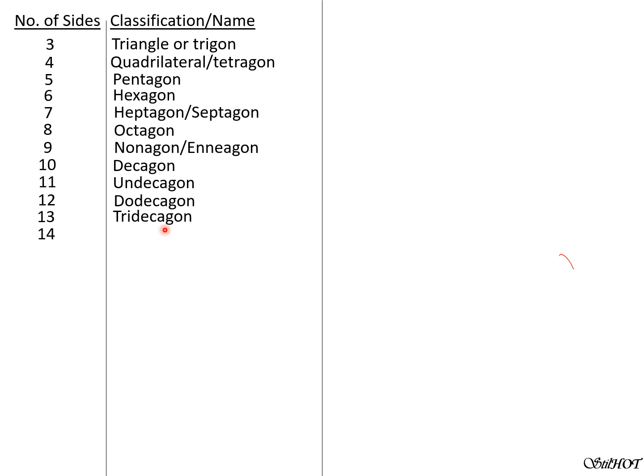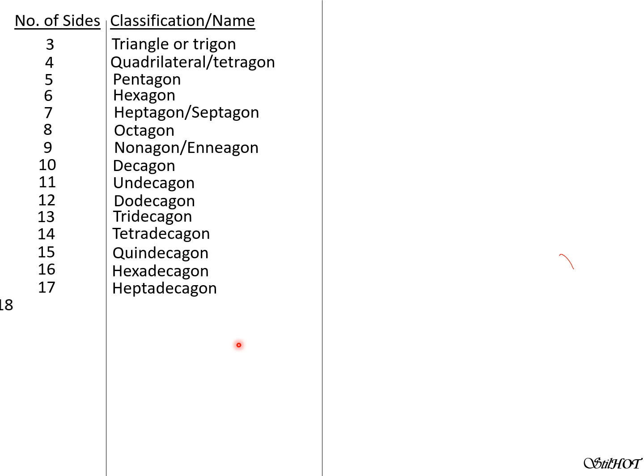14, it's called tetradecagon. 15, it's quindecagon. If 16, it's hexadecagon. If it's 17, it's called heptadecagon. Then 18, octadecagon. 19, nonadecagon. And 20, icosagon. Then if there are 30 sides, it's called tricontagon.